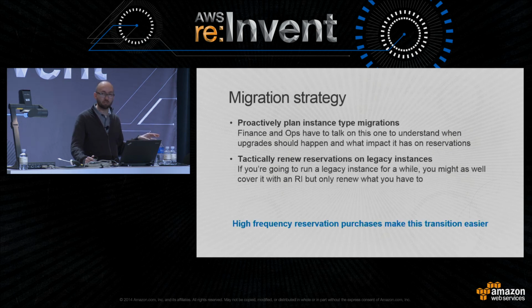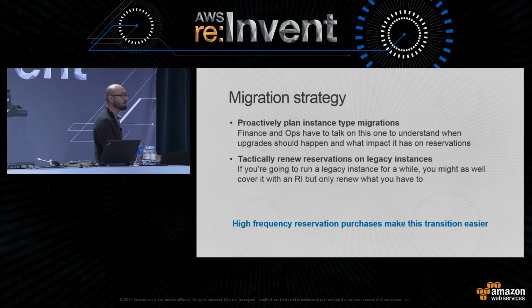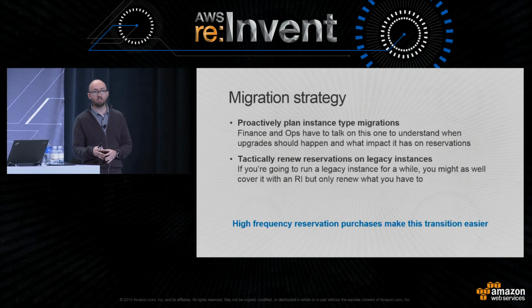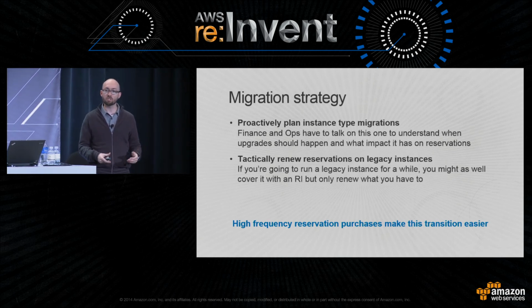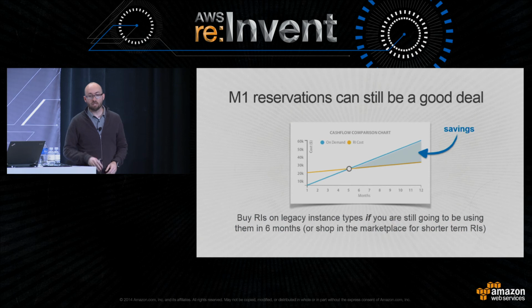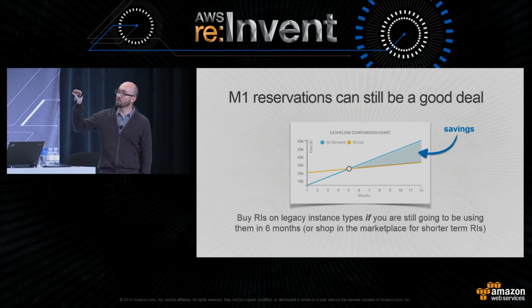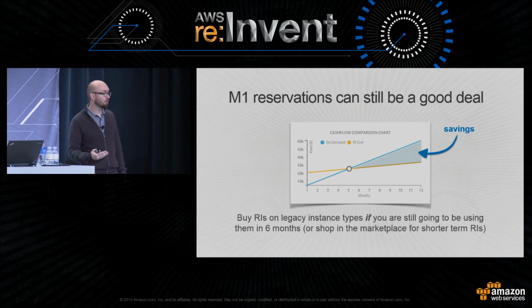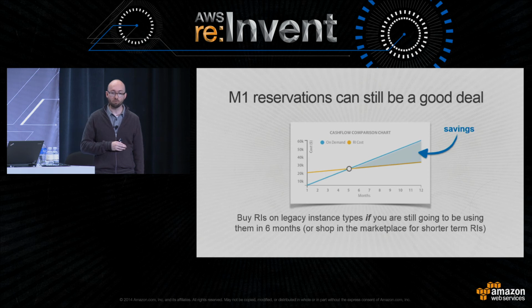High-frequency reservation purchases really make this transition easier because every month you've got reservations coming due or you're making modifications, so you can make much more tactical calls on what to do there. The reality is M1 reservations are still a really good deal. Most M1s have a break-even point between 5 and 6 months. And so if you're still going to be using them in 6 months, you might as well buy an RI because then anything after that is going to be pure savings for you.